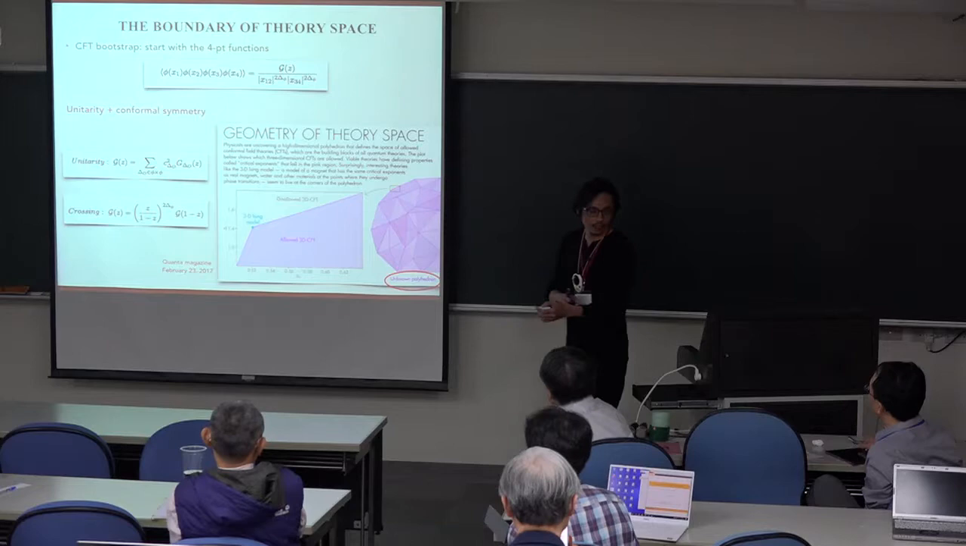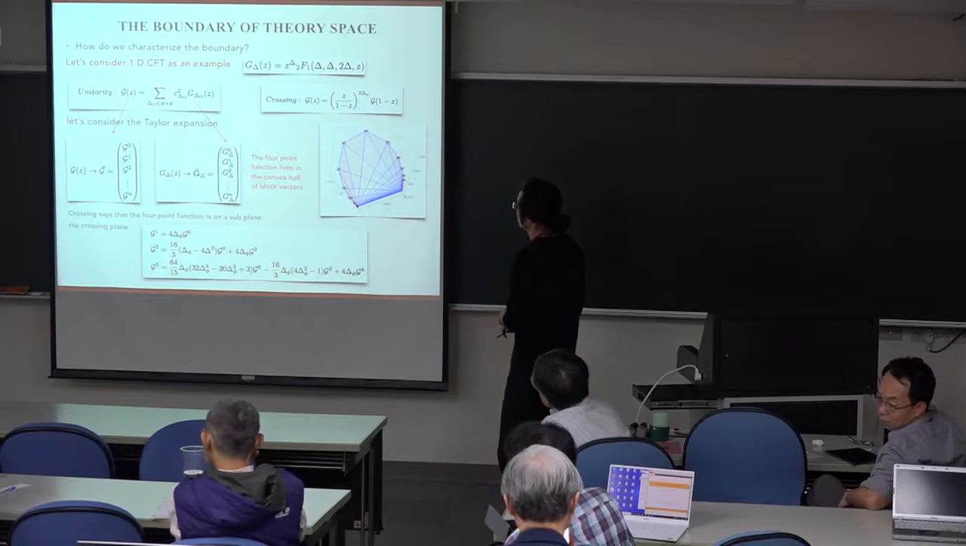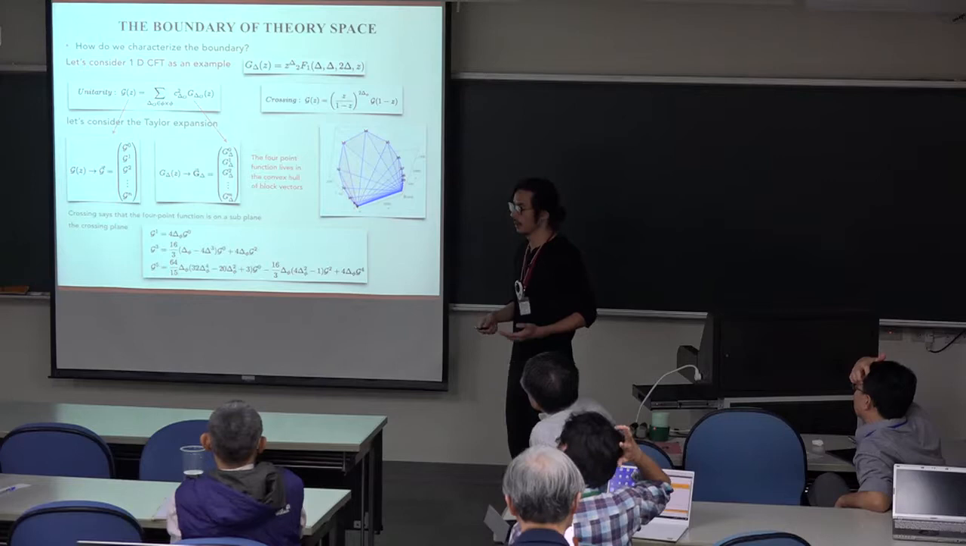Let me make this a little bit more precise. Let me just use the 1D CFT to make my point here. Fundamentally, the bootstrap problem is a geometric problem. The reason is that, as I mentioned, you have two constraints: you have unitarity and you have crossing.